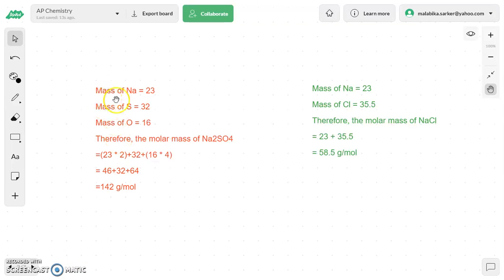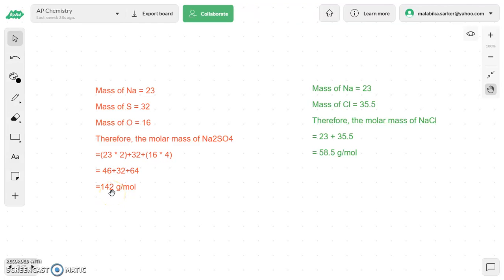So these are the masses of sodium, sulfur and oxygen, and you can just calculate it like this. The molar mass of sodium sulfate is 142 grams per mole. This is just rounded. For a more accurate calculation, you can always take the numbers from the periodic table directly, but this will give you a good idea.